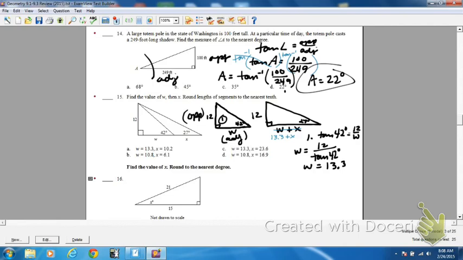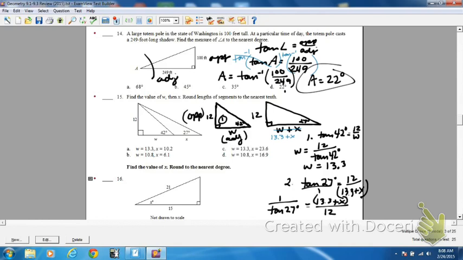So that's for triangle 2. So we have tangent of 27 this time because we still have opposite and adjacent sides. 12 over 13.3 plus x. We're going to treat this as one value, and basically we're going to flip it, and we get 1 over the tangent of 27 is equal to 13.3 plus x over 12.